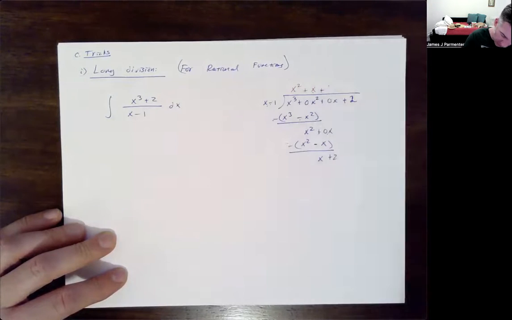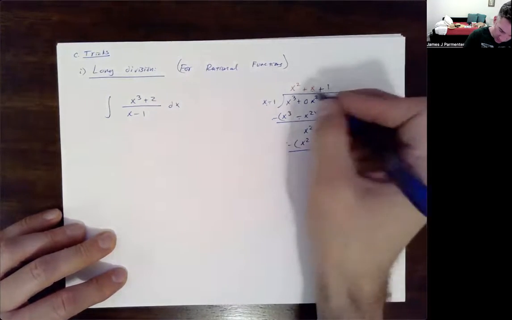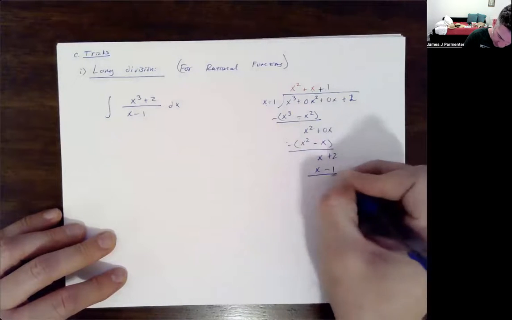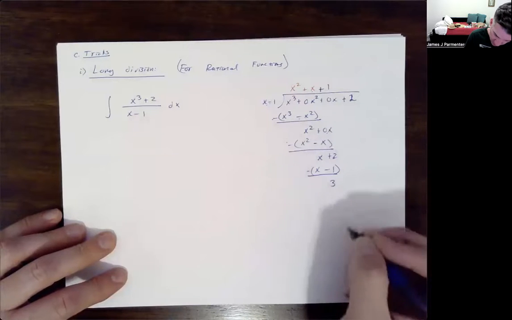Oops, I want to do this in red. Sorry. Doesn't really matter, but kind of consistent. 1 times x minus 1 is x minus 1. Subtract. x minus x is 0. 2 minus 1 is 3.